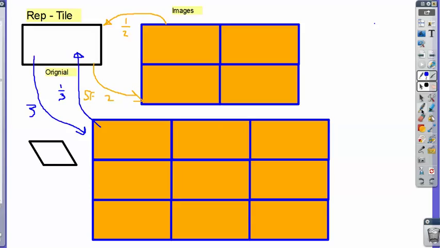Hey, Jack Scott, I got a big question for you already. So how many times larger is the area of the image compared to the area of the original? So this has this. So the area is four times bigger, right? Yep.